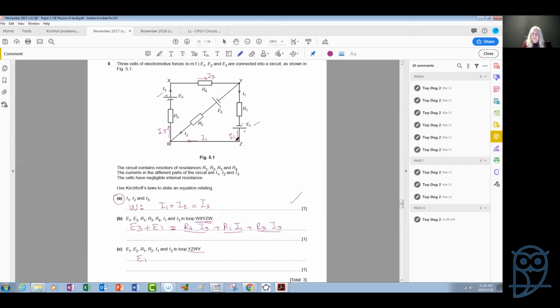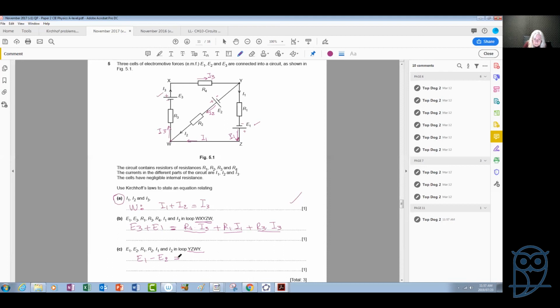Then let's follow the direction of this current, and then we move into this branch and we meet this E2, but now the current in this section, look at this, which is the I2, is in the opposite direction to the one that we are following here. So we have to subtract this. So minus E2. So okay, we have finished with all the EMFs that we need.